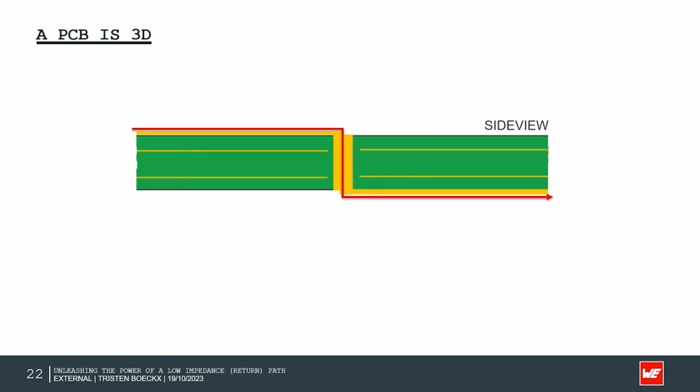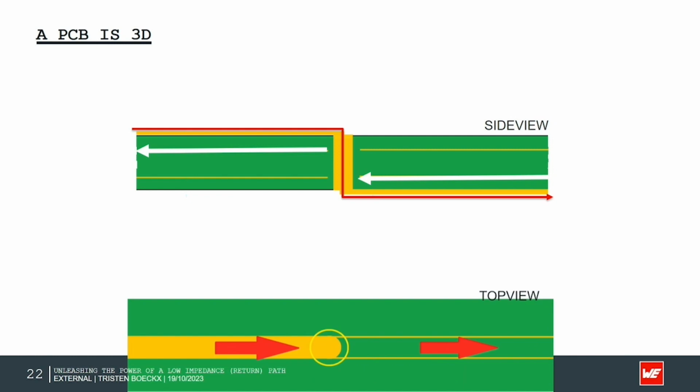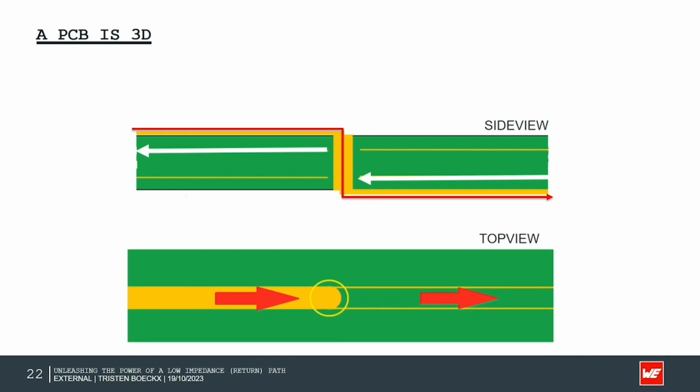On this slide, I want to show that the PCB needs to be seen in 3D. For example, when looking at this drawing, when changing layers, there is a change in impedance. This can introduce ringing. This is also one of the important reasons to avoid vias in high-speed clock lanes, and that is often an EMC problem.